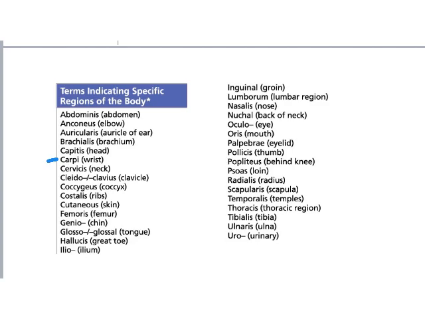Cervicis, clido or clavius, coccygeus, costalis, cutaneous, femoris, genio, glosso or glossal, halicis, ilio, inguinal, lumborum, nasalis, nuchal, oculo, oris, palpebrae, pollicis, popliteus, psoas, radialis, scapularis, temporalis, thoracis, tibialis, ulnaris, and uro.